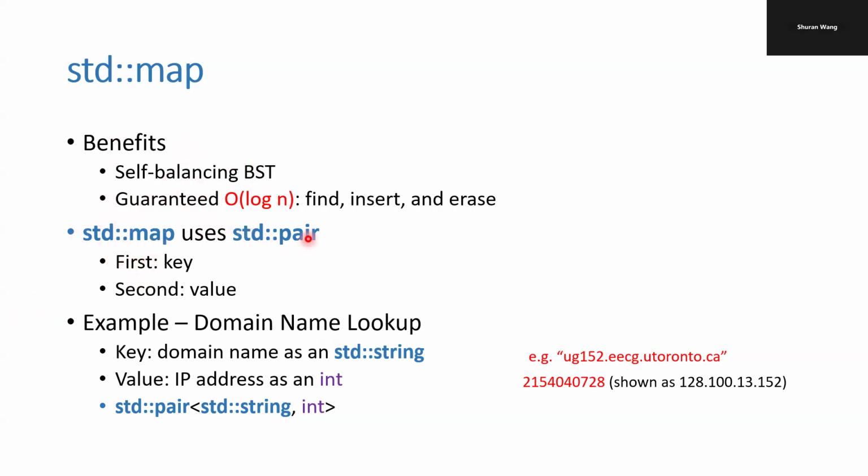The map uses pairs to store its values. The first is the key, the second is the value. For example, domain name lookup, which is used for your browsers, for your networks, if you need to access a link, a URL. In your domain name servers, it's stored in a binary search tree where the key is a string and the value is an integer, which is the IP address that you're going to. And this is stored in a pair.